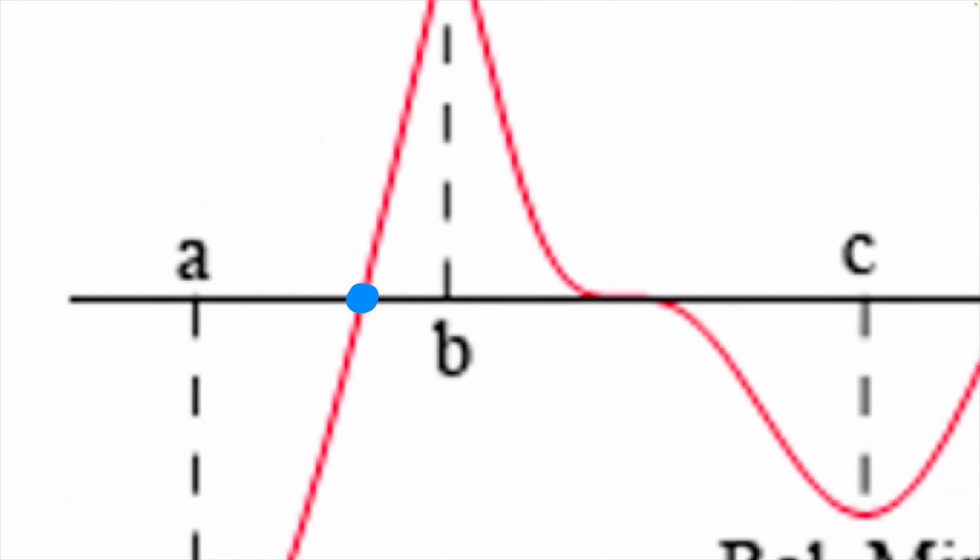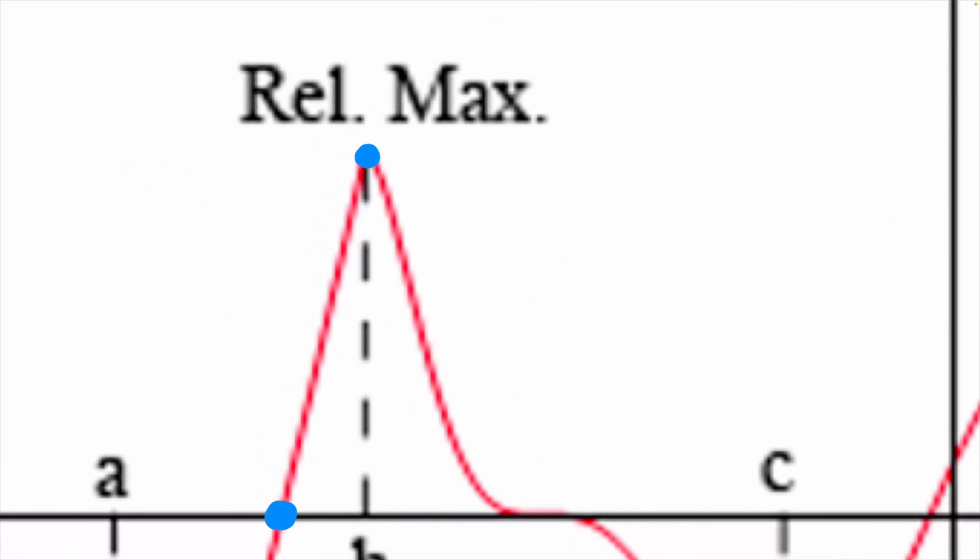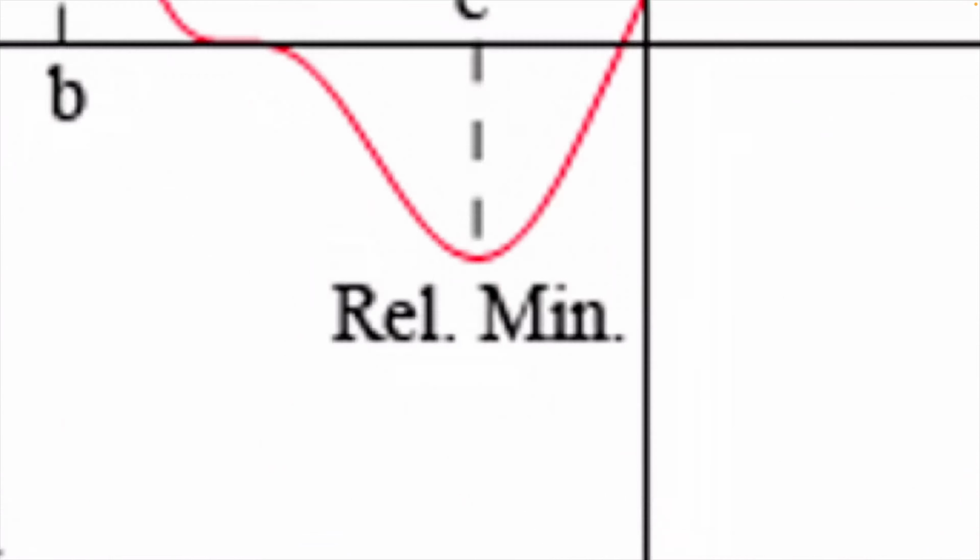Okay, so let's go to the other blue dot, the one here. What would it be there? Would it be increasing? Would it be positive slope, negative slope, zero? It would be zero, right? So what about down here?